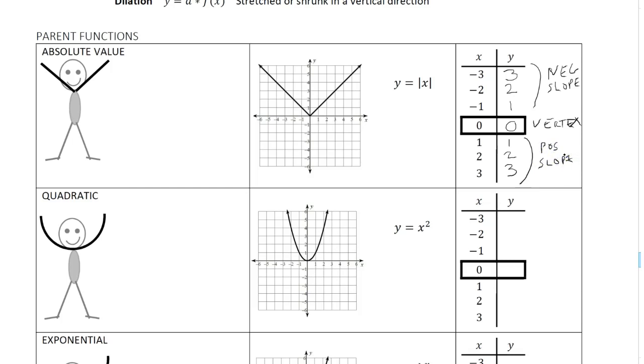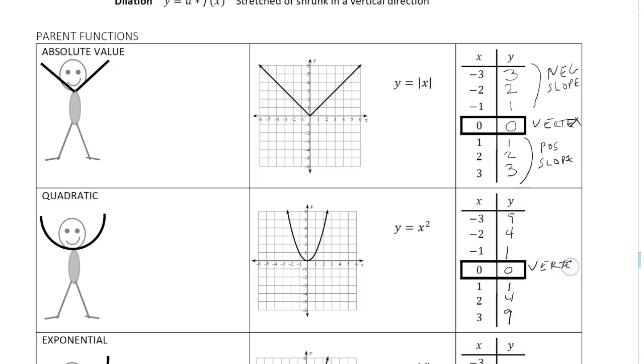Now let's consider quadratics. The quadratic parent function is y equals x squared. Thus each y is the square of the corresponding x. 0 squared is 0, 1 squared is 1, 2 squared is 4, 3 squared is 9. Negative numbers square to positive also. So negative 1 squared is positive 1, negative 2 squared is positive 4, negative 3 squared is positive 9.